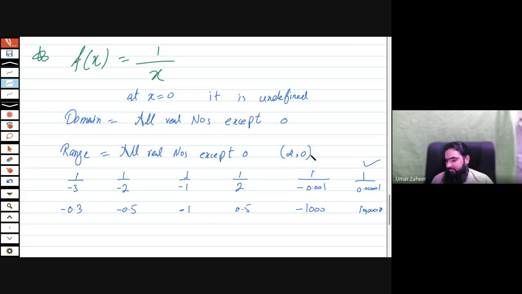In the set form, we have to rewrite it this way: negative infinity to 0, union 0 to infinity. This small bracket shows that 0 is not included. We have three types of bracket. One second, I will tell you about these brackets first.